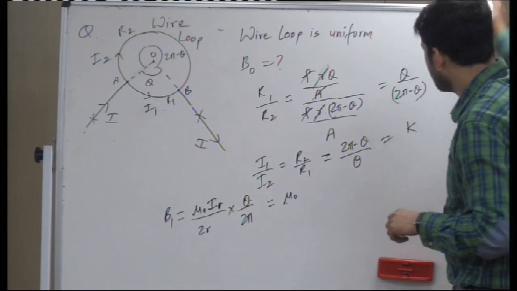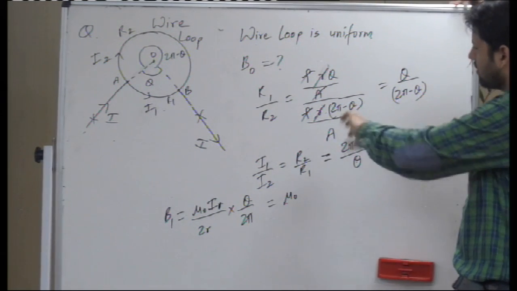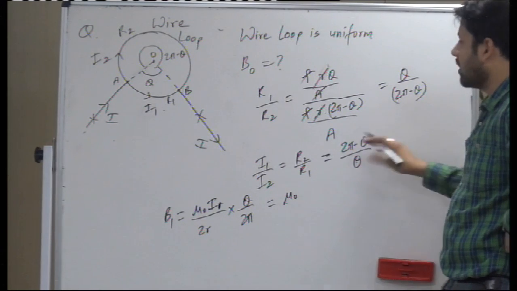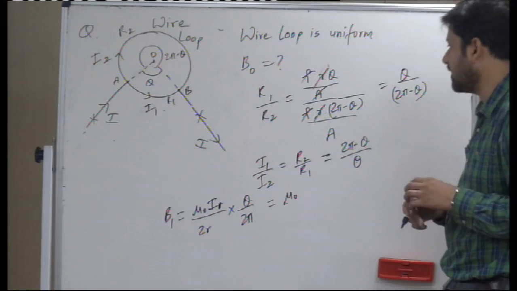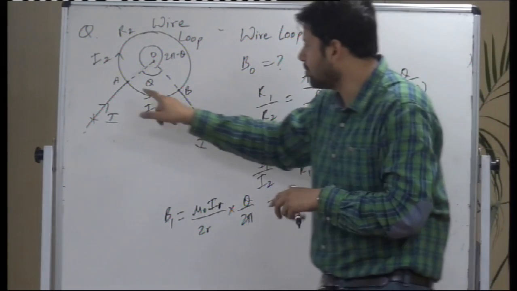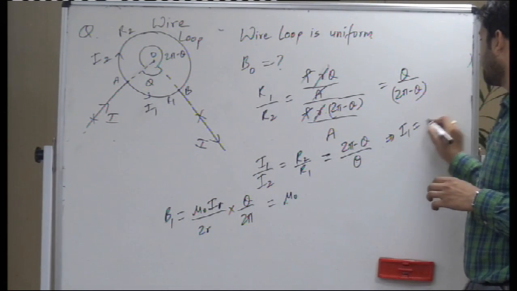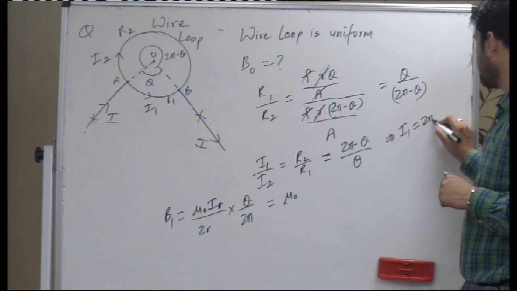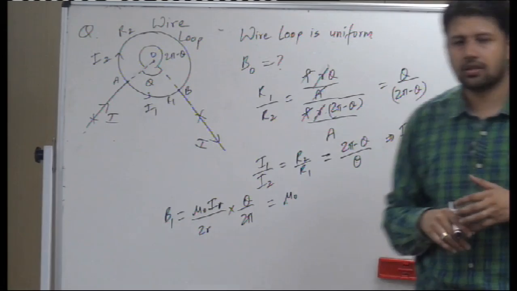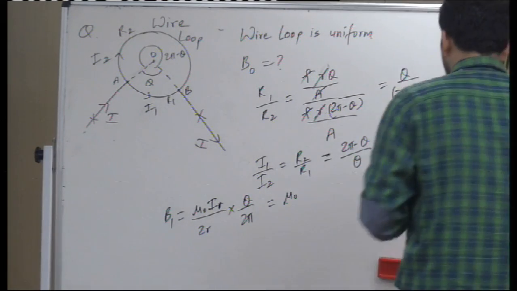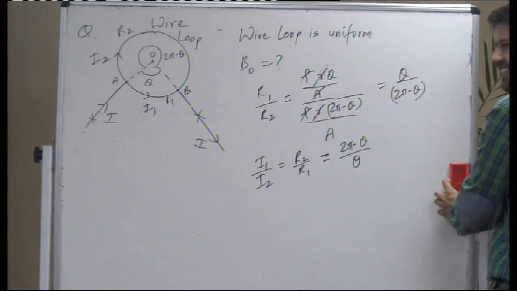You can always consider it like that. Now out of the total current, how much portion is passing through I1? Current I1 would be how much? 2 pi minus theta upon 2 pi into I. Anyone getting this? No? I guess we would have to do ratio and proportions first.